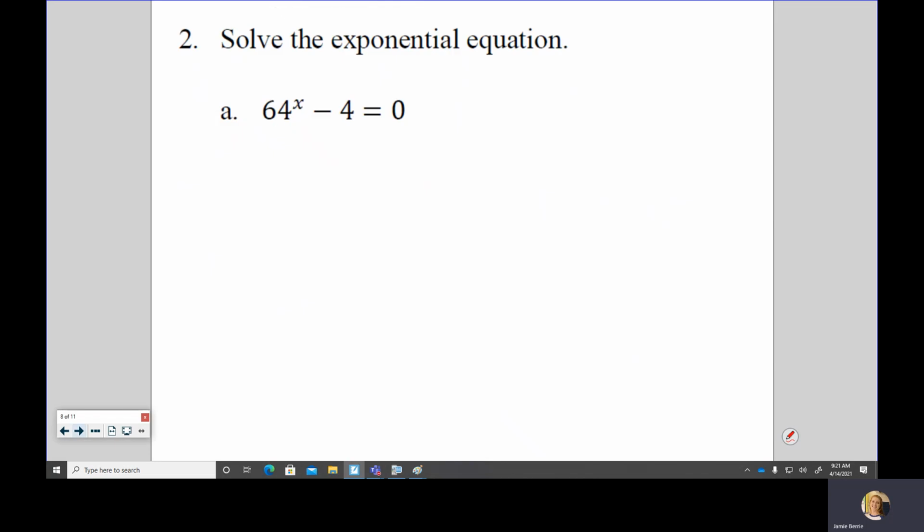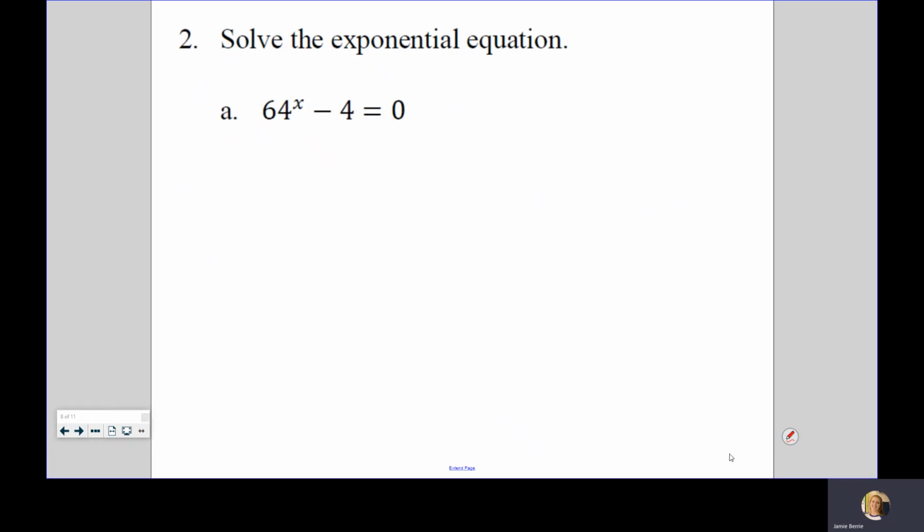All right, so let's look at our first example. Solve the exponential equation. One nice thing about exponential equations is that you don't have to check your answer. We're going to see with logarithmic equations, you do have to check your answer. So that's kind of nice. It saves you some time. You don't have to check your answer on these, but you can if you want to. Just plug the number back into the original equation.